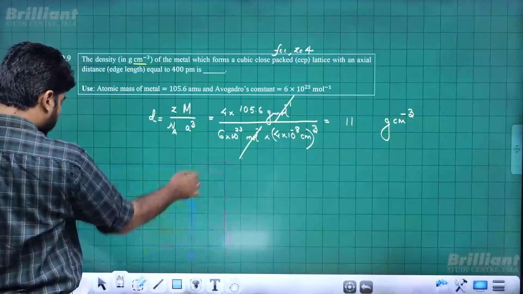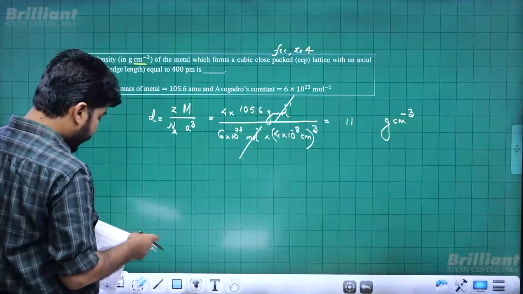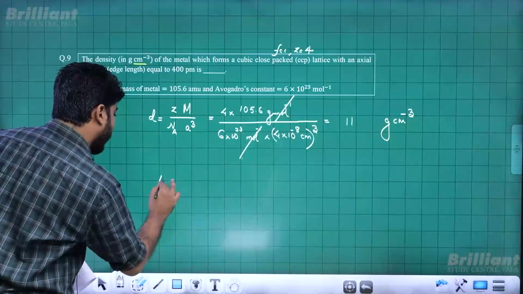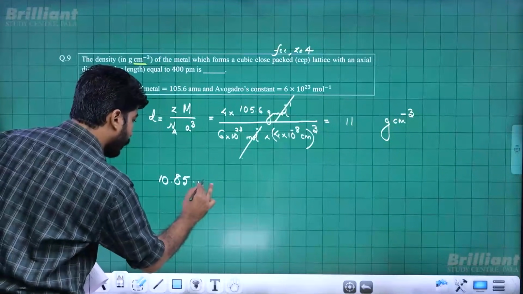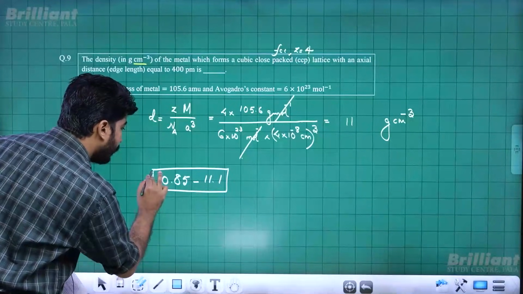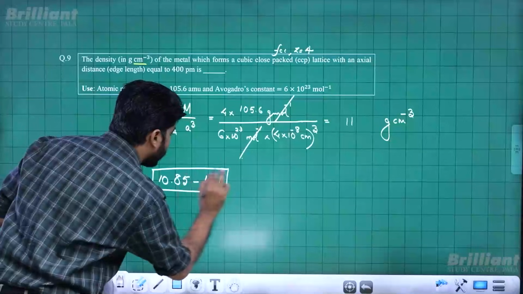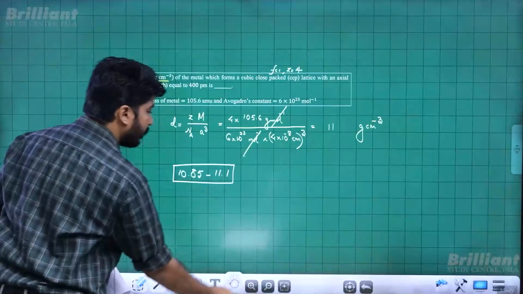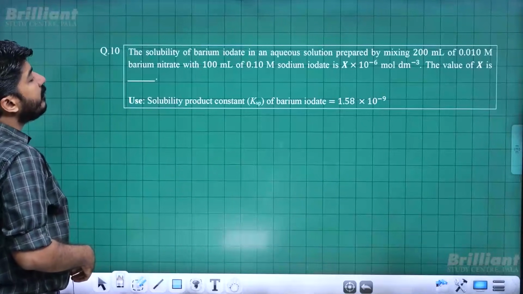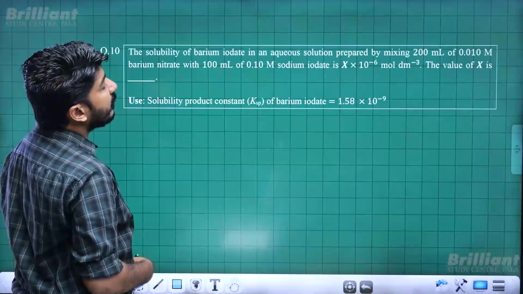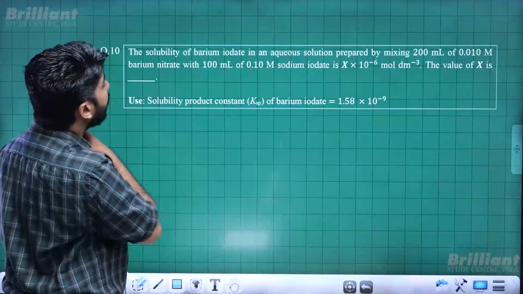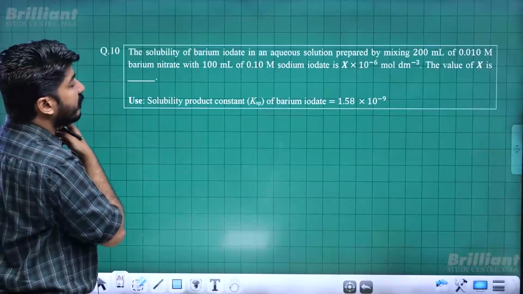So our exact answer is 11, although IITK has given a range like 10.85 to 11.1. So whoever could write the answer in this particular range has got full marks for this question in the actual examination. The solubility of barium iodate in an aqueous solution prepared by mixing 200 ml of 0.01 molar barium nitrate with 100 ml of 0.1 molar sodium iodate is.